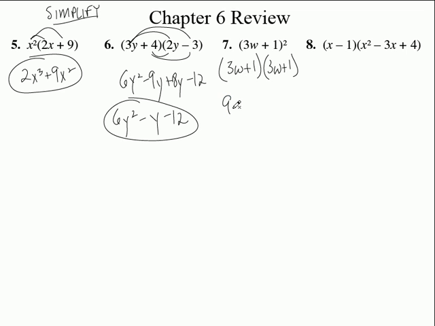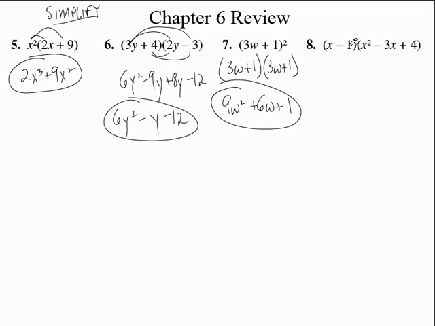Let's do this a little quicker. So that's 9w squared plus 3w plus 3w. I did outside and inside all together in my head. You should be able to do that. That's one 3w and another 3w, and that's going to give you 6w. And then you multiply the last together, and that's plus 1.